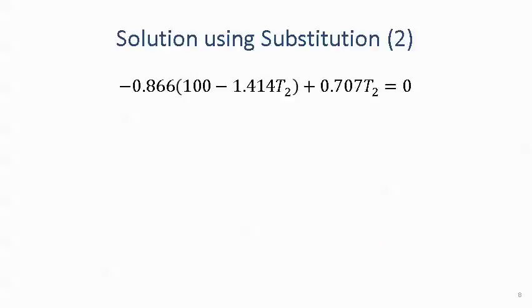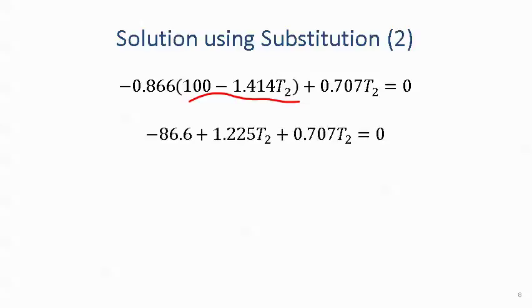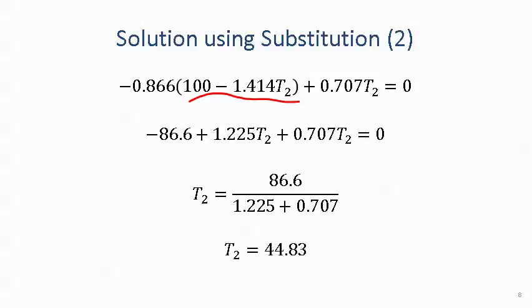The second step in the process is to substitute that value, 100 minus 1.414 T2, into the second equation. As we do this, we work out the numbers, and now we can isolate T2. So the T2 is going to be equal to 86.6 divided by 1.225 plus 0.707. That allows us to know the actual value of T2, which works out to 44.83, and that'll be in newtons.